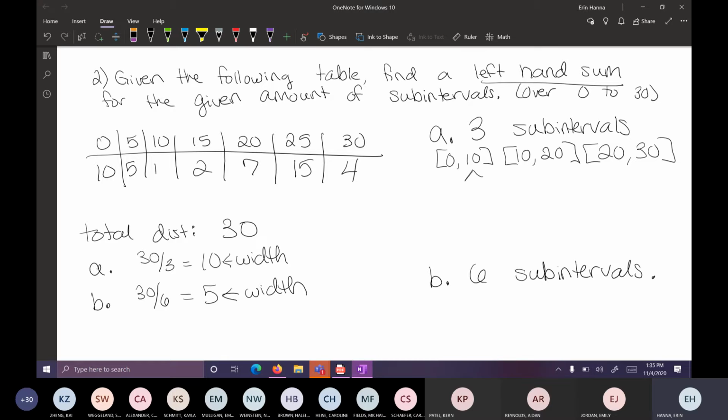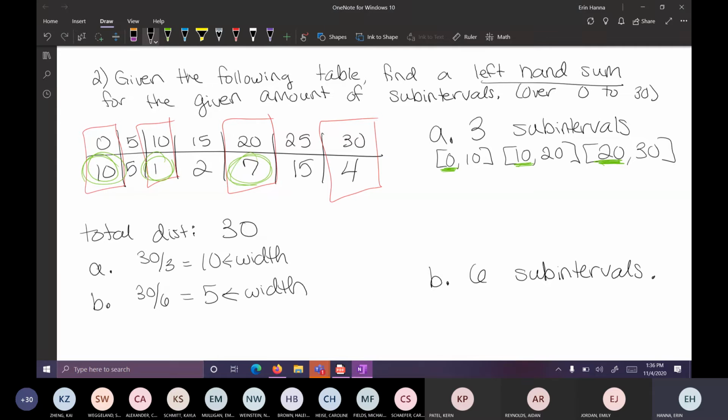We're asked for a left-hand sum here, so we're going to be using the values at 0, 10, and 20, and just those values. The table has too many values for this part of the question. I'm going to box 30 since it was part of our choices, but the only ones we're actually using are 10, 1, and 7, because those are our left sides.